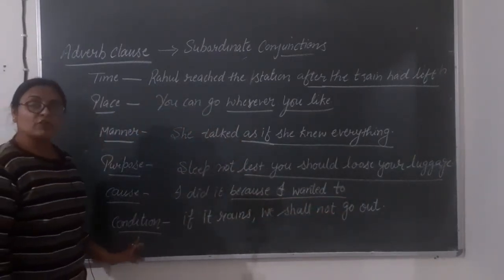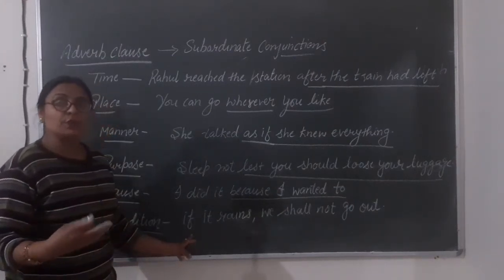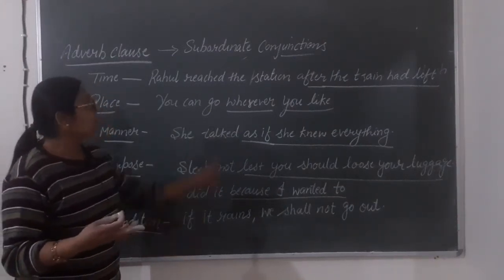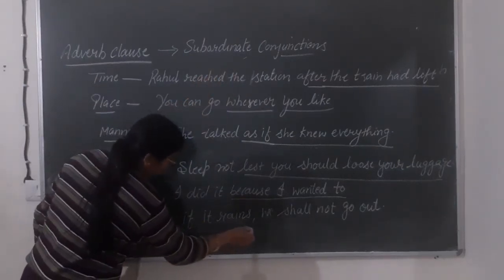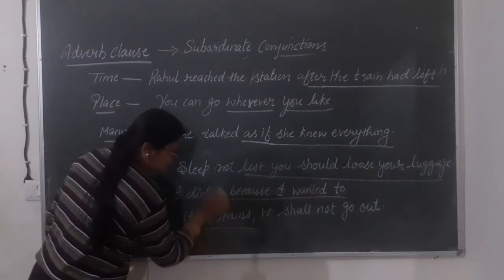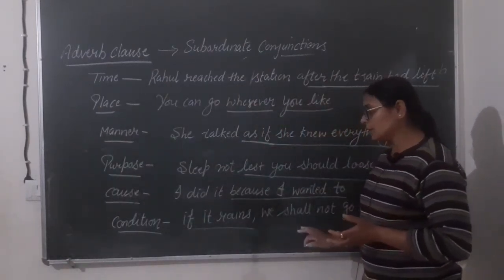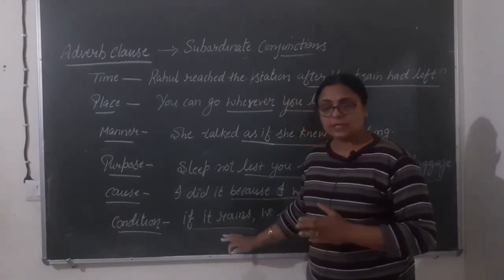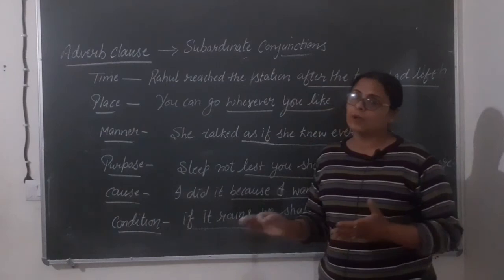Next is adverb of condition. Here if is working as a conditional subordinate conjunction. So we will only underline this. If it rains, we shall not go out, it is complete. So no need to underline this. If it rains, it is showing the condition. That's why it is known as adverb of condition.